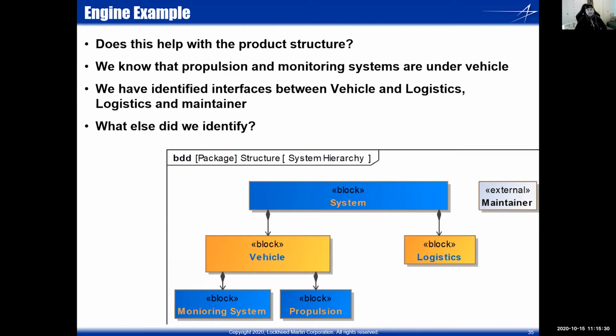And also, I want you to think about the third bullet. I have asserted that we have identified the interfaces. And I want you to think about, wait a minute, when did I actually do that? I haven't really talked about interfaces at all here, have I? And yet I'm asserting that we've identified them.